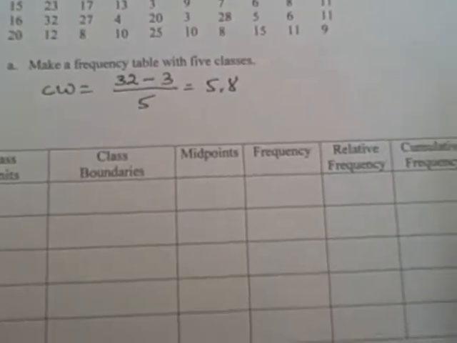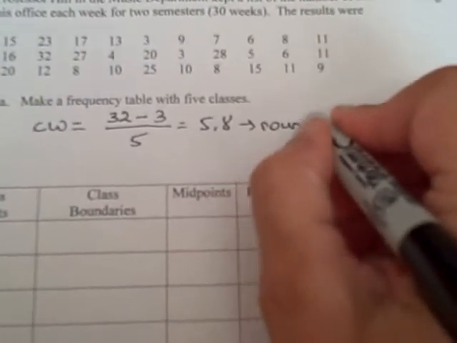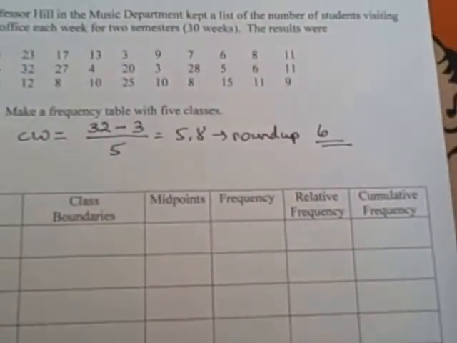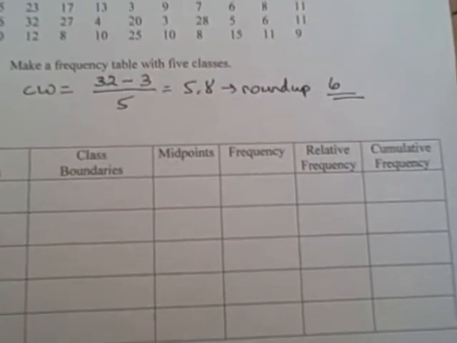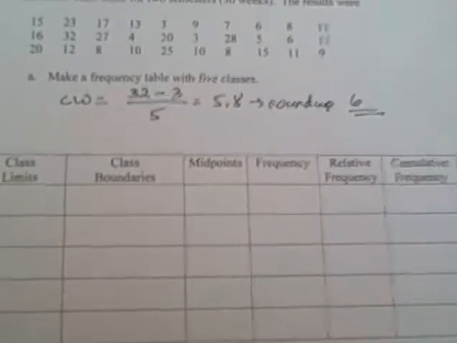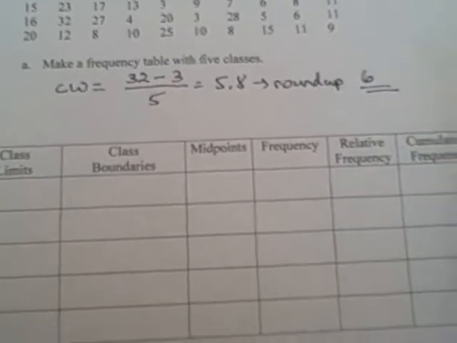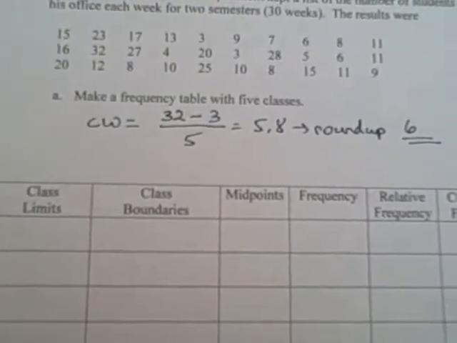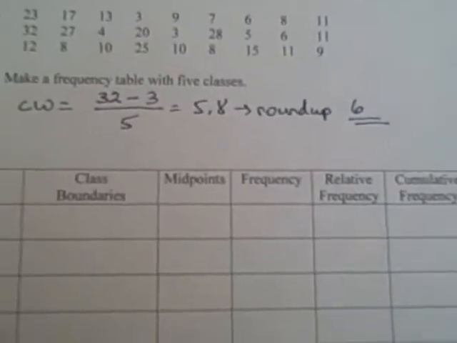It needs to be a whole number, so we always round up. No matter what, round up to the next whole number. So 6 is our class width. If we had gotten 5.001, you would still round up to 6. In fact, if you had gotten 5 exactly, you would still round up to the next whole number. If you don't, then your largest data value isn't going to be able to show up on your class limits, okay? All right, so we've got our class width: largest data value minus smallest data value divided by the number of classes, rounded up to the next whole number.